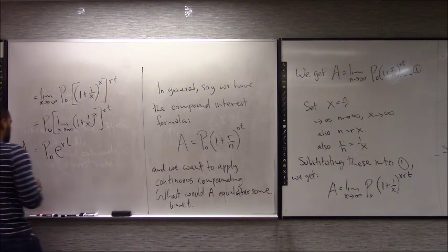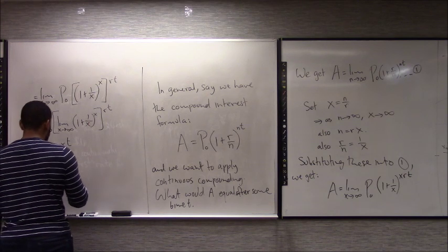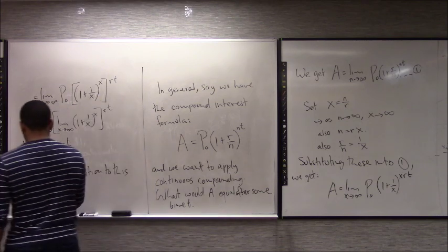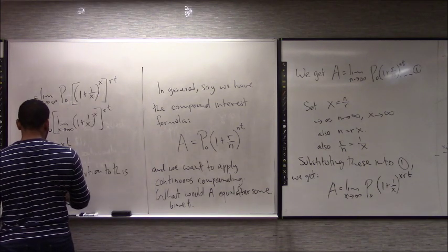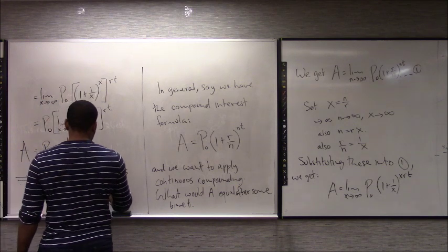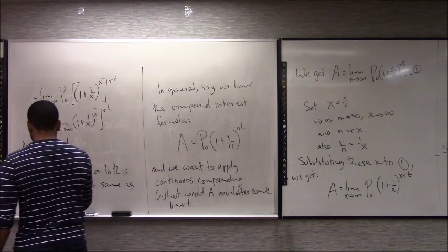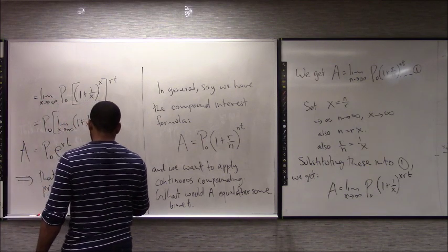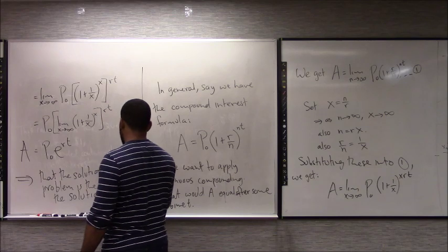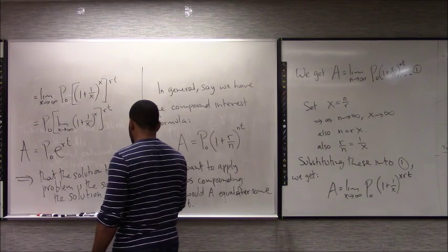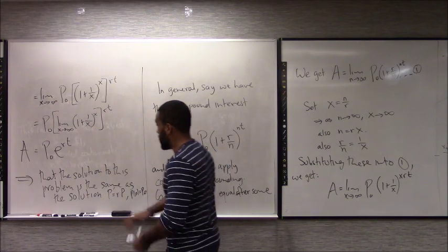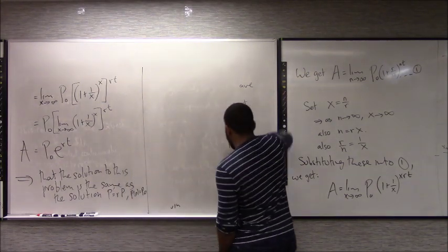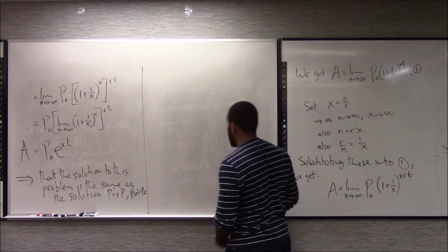This means the solution to this problem is the same as the solution to P prime equals rP, where P naught equals that. And so it turns out this particular kind of crazy financial situation can be described with the exponential growth equations.